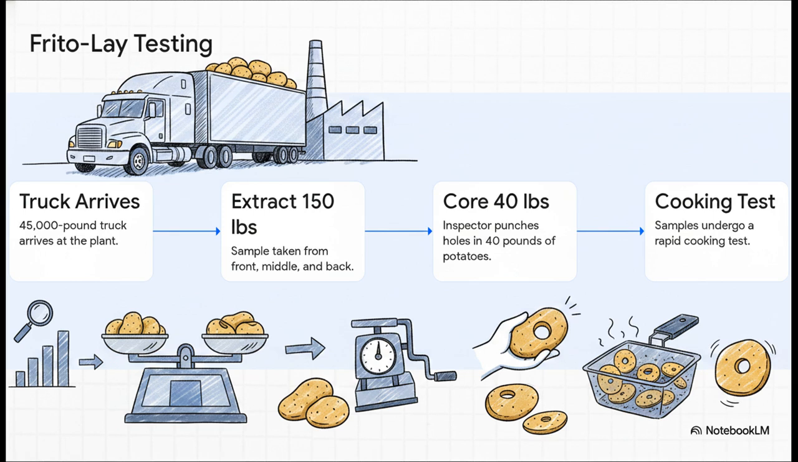Next, an inspector takes exactly 40 pounds of those specific potatoes and punches a hole right through their core so they can be easily spotted later on. Then, these specific, core-punched potatoes undergo a cooking test. Think about that for a second. The entire fate of a multi-ton shipment is accepted or rejected based entirely on this incredibly specific, rapid sampling process.